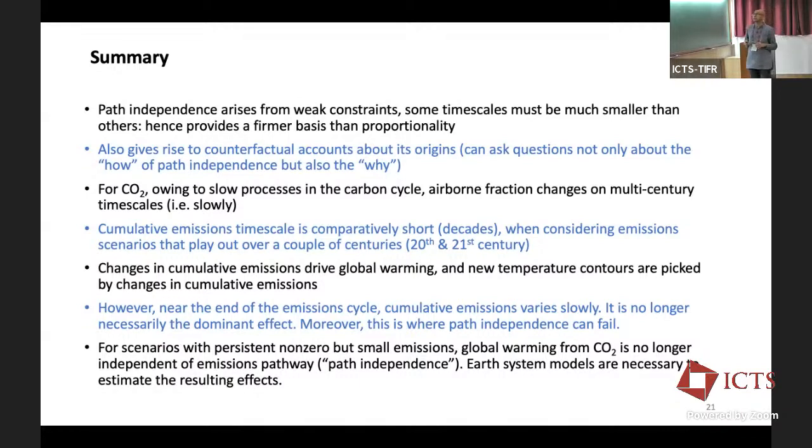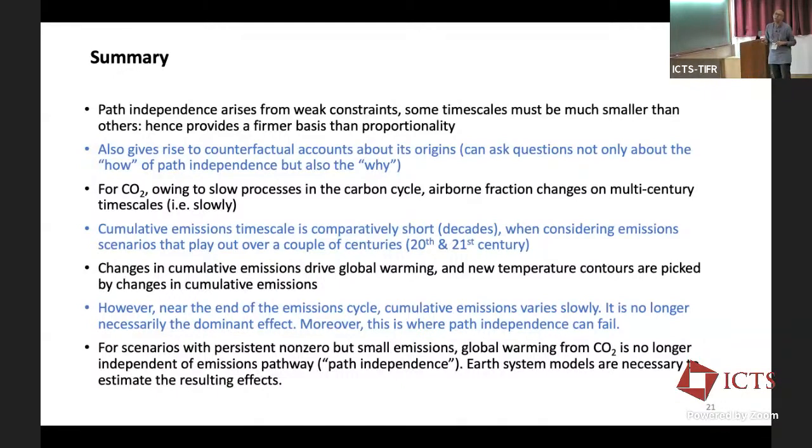And this means that changes in cumulative emissions drive global warming, and new temperature contours are picked by these changes in cumulative emissions. This is no longer true towards the end of the emissions cycle, where the cumulative emissions vary slowly and it's no longer the dominant effect. And that's when differences in the airborne fraction between different scenarios start to matter to the global warming cumulative emissions relationship. And it's really these scenarios.